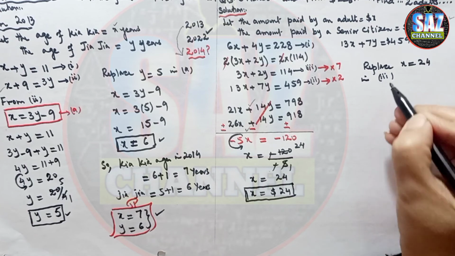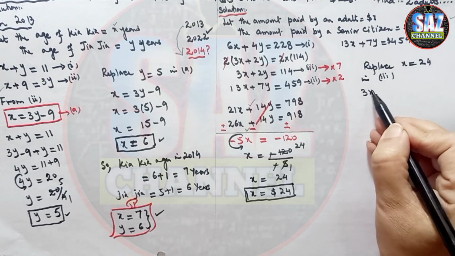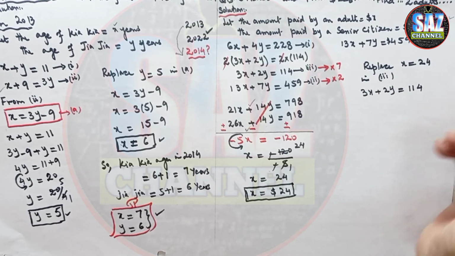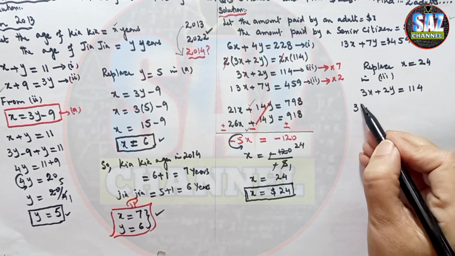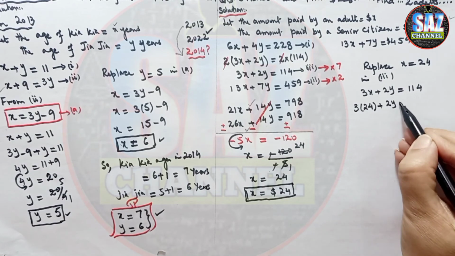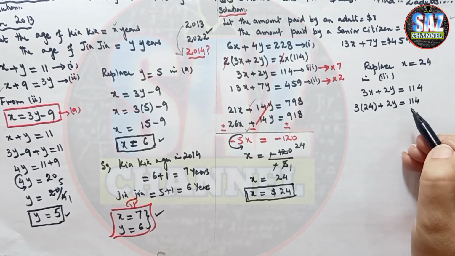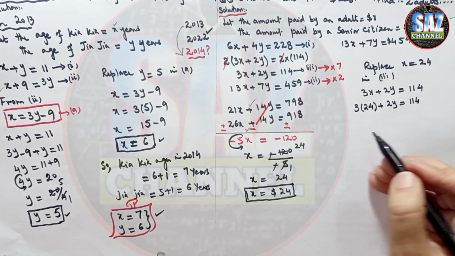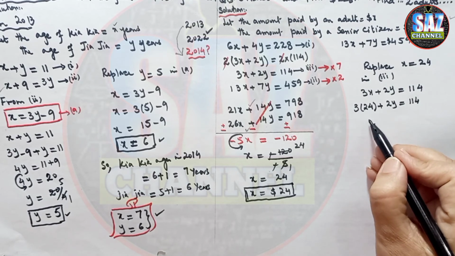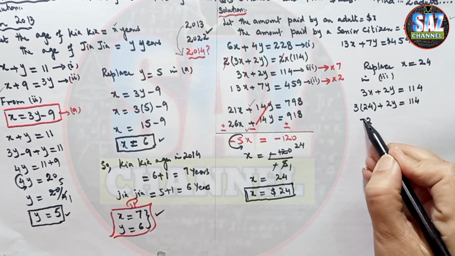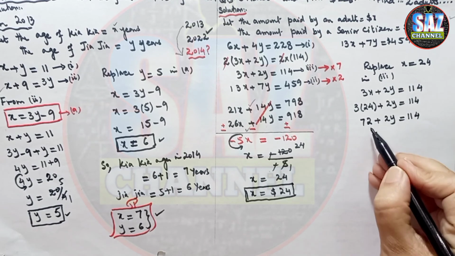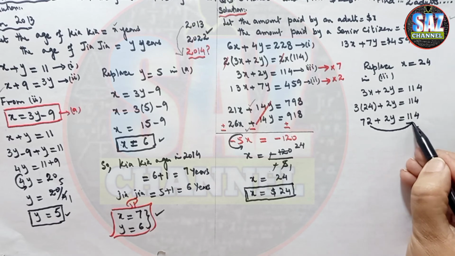So the equation 3 will take the form 3x plus 2y equals to 114. Instead of x, I have to replace 24. 3 multiplied by 24 plus 2y equals to 114. Now what we have to do, read the table. Here you should have the command on the tables as well. 24 3 times is 72, that is 3 2s are 6 and 3 4s are 12, plus 2y equals to 114. Shift 72 to other side.